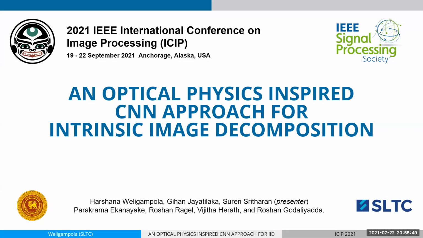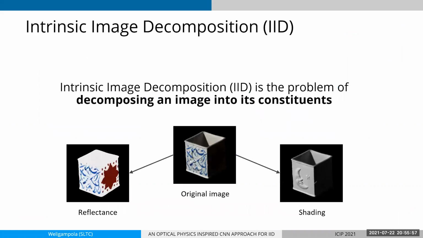Hi everyone, I'm Suren and I'll be doing today's presentation on an optical physics inspired CNN approach for intrinsic image decomposition. A fundamental problem in computer vision is the ability to deduce intrinsic properties of 3D objects when it's presented as a 2D image. These intrinsic properties are the reflectance, the illumination, and the shape.